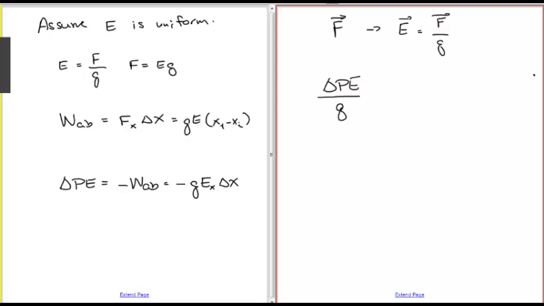We give the change in potential energy per unit charge a name, and we call it the change in voltage. So the change in potential energy per unit charge is equal to the change in voltage. V stands for voltage, and voltage has the units of volts. What are the units of volts? Energy is joules, and charge is coulombs. So a volt is equal to 1 joule per coulomb.